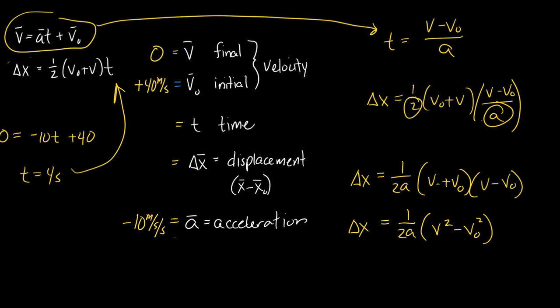And then I can multiply both sides by 2a. That way I get rid of the fraction. This is a new relationship, and it exists because I combined the other two. It has 4 things in it, but it's missing time.